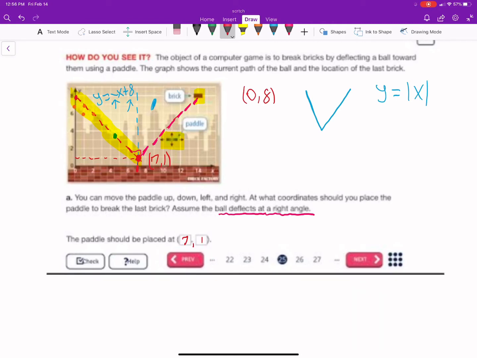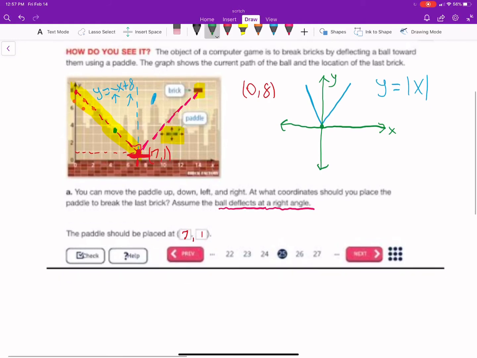Now, part B asks for the equation of this graph. Because if I were to put the paddle here, which is what we would do, we would put the paddle right here. This is no longer our parent function, because the parent function is at the origin. If I were to draw a coordinate axes, this would be our parent function. This is shifted to the right 7 units, and it's shifted up 1 unit.